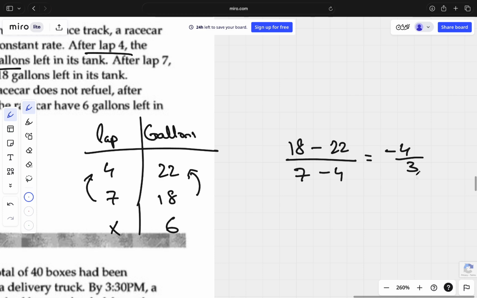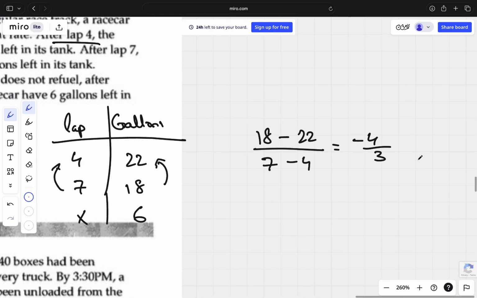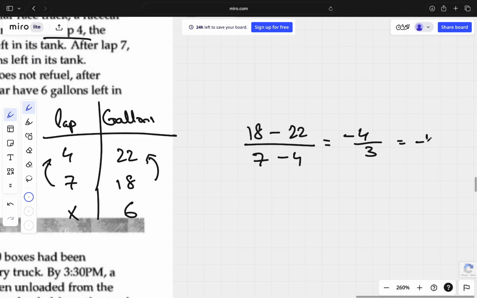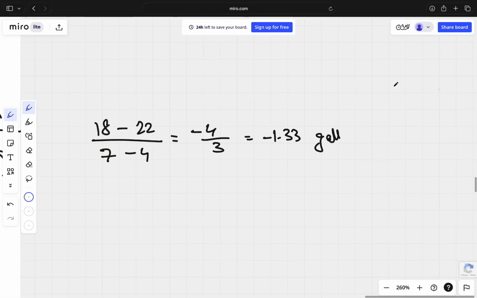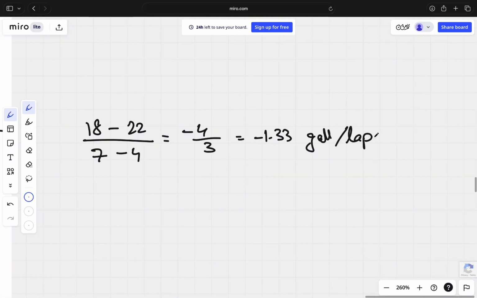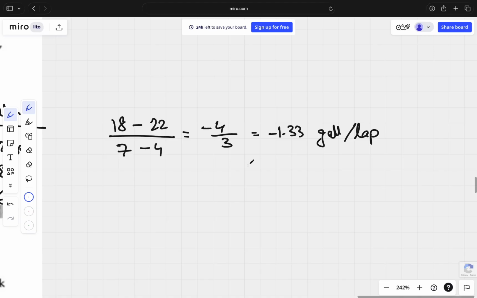That means we're using, if you divide this, 4 over 3 is 1.33. That means it's negative 1.33 gallons per lap, right? That's how much we're using. So it's 1.33 gallons per lap. The negative means that's how much we're using, so it's decreasing. So that's what we have.